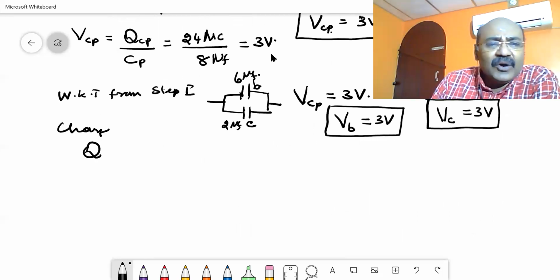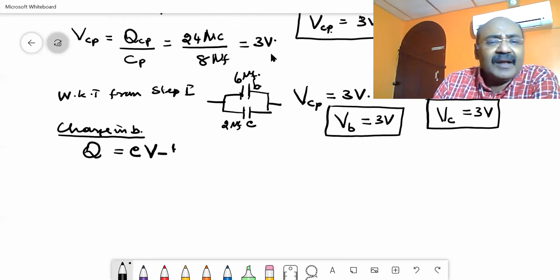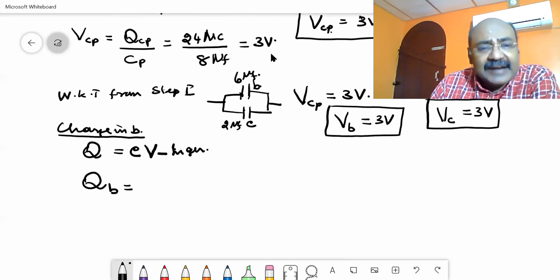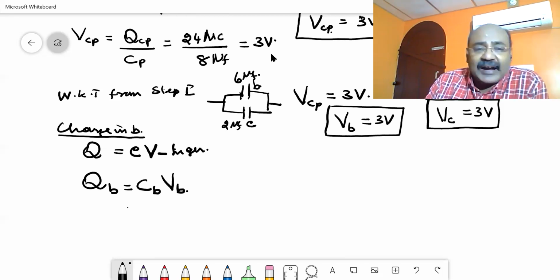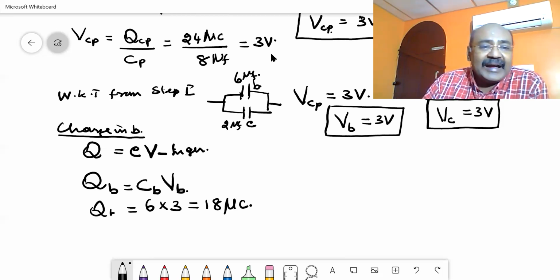We know the charge is given by the formula capacitance multiplied with potential difference. This is in general. When you are considering the charge in the capacitance B, I can write capacitance of B multiplied with potential of B. So the charge in B: capacitance of B is 6 microfarad multiplied with potential 3. So we get 18 microcoulomb as the charge QB. The charge in the capacitor B is equal to 18 microcoulomb.